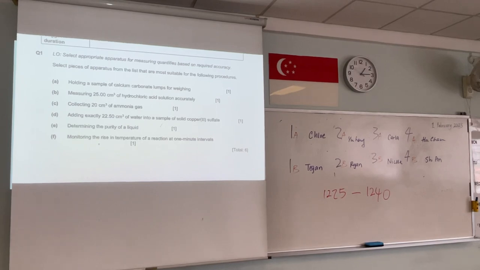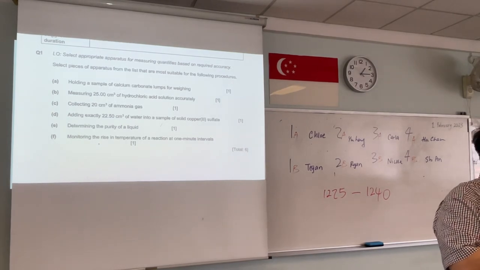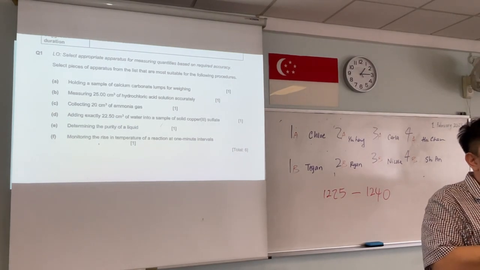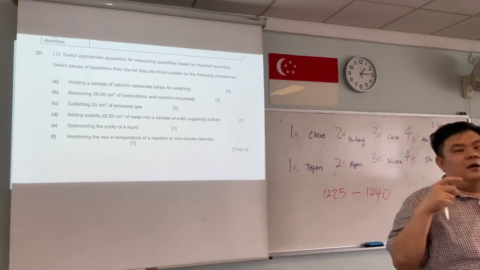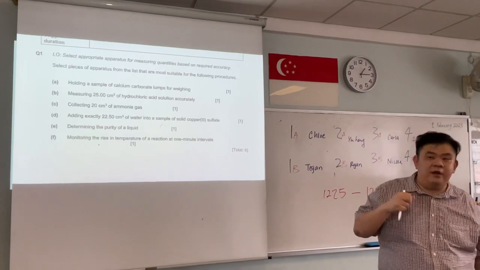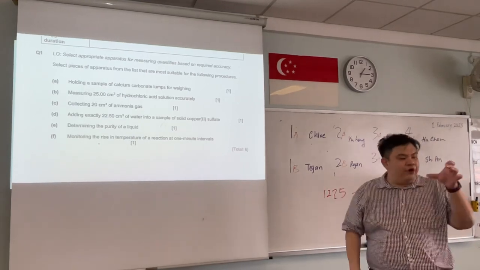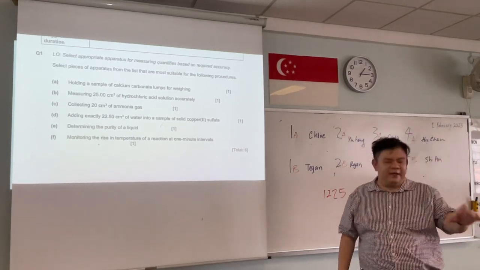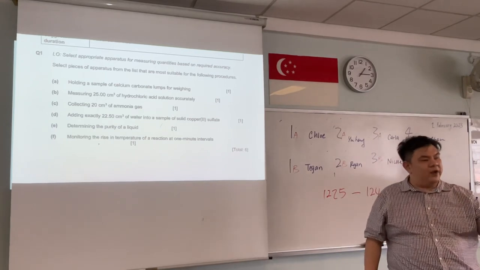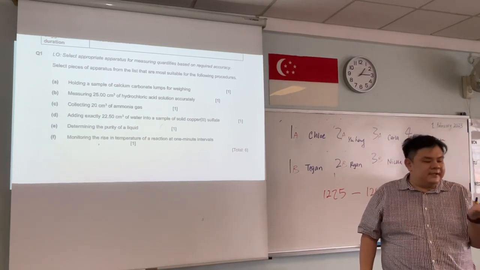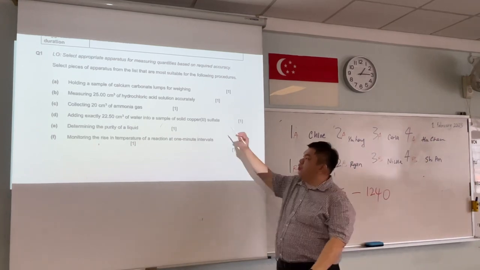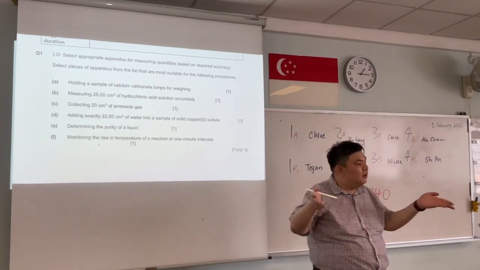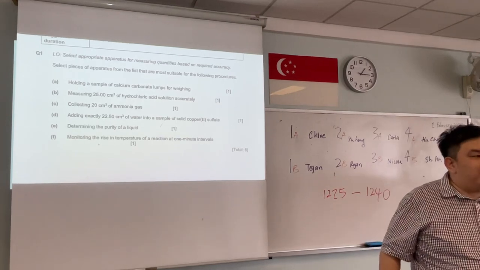No. It's literally a square shaped bowl. It's usually made of plastic. If not, then it's made of paper. You put it on top of the weighing balance, the electronic balance, and after that you weigh your solid in it. It's stable because the base is flat. All right, measuring 25.00 cm³ of hydrochloric acid accurately. 25.00.